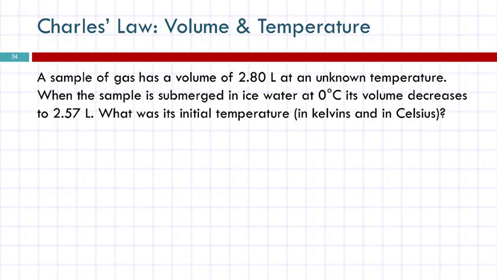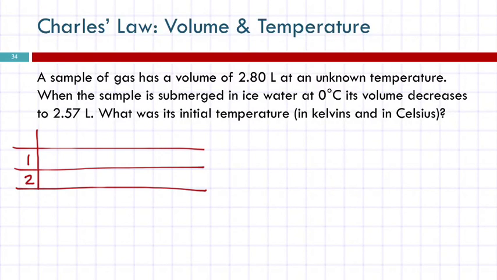So you read through the whole problem, then you make a table, pull the numbers out, and organize them. So we have a condition 1 and a condition 2. And it doesn't matter which one you call which. You just have to get them together correctly. So we have 2.80 liters at an unknown temperature. So 2.80 liters, that is a volume. The temperature we don't know.